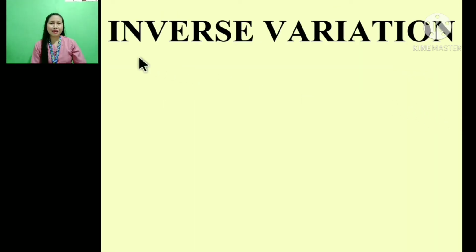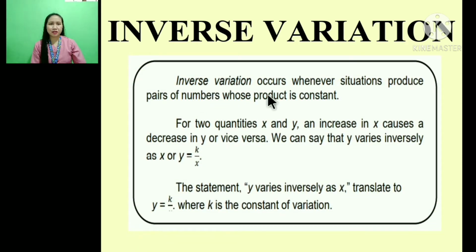Next type, we have the inverse variation. An inverse variation occurs whenever situations produce pairs of numbers whose product is constant. For two quantities x and y, an increase in x causes a decrease in y, or vice versa. We can say that y varies inversely as x, or the equation y is equal to k over x. The statement y varies inversely as x translates to y is equal to k all over x, where k is the constant of variation.